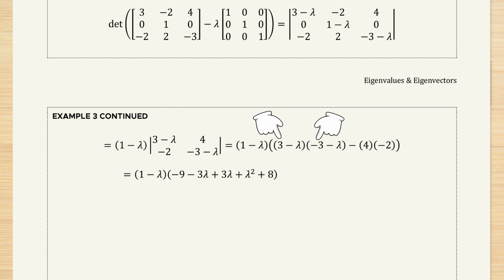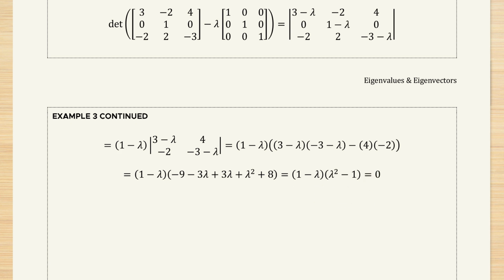3 times negative 3, negative 9. 3 times negative lambda is a negative 3 lambda. Negative lambda times negative 3 is a positive 3 lambda. Negative lambda times negative lambda is a positive lambda squared. And then we have a minus 4 times negative 2, which becomes a plus 8. The minus 9 and the plus 8 become a minus 1. The negative 3 lambda and positive 3 lambda cancel. The determinant is 1 minus lambda, the whole thing, times lambda squared minus 1.